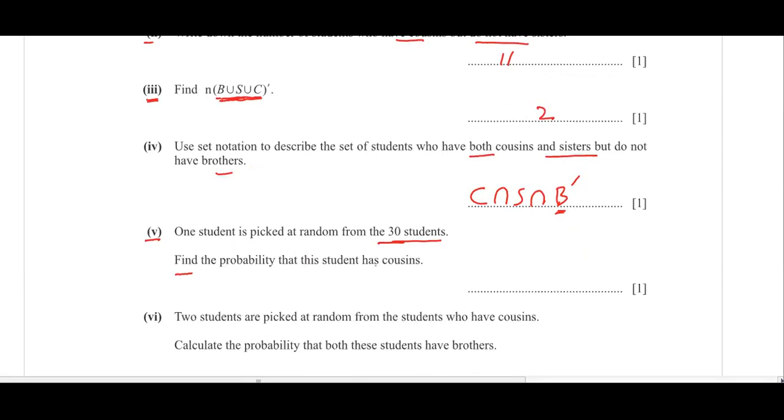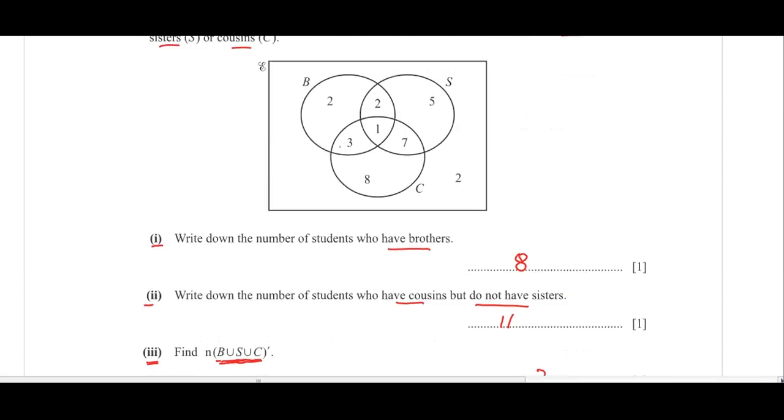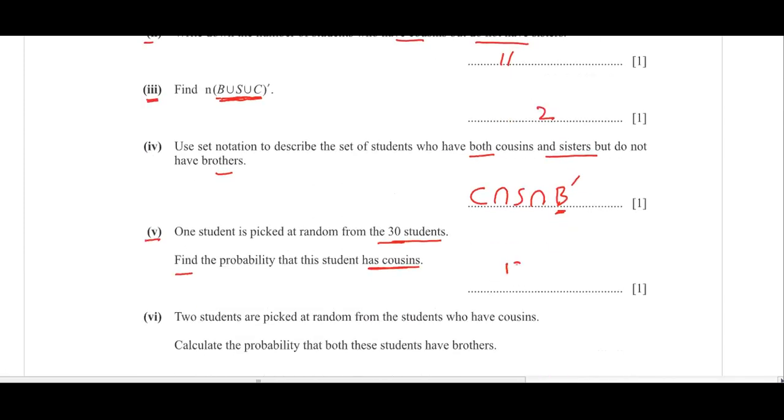Find the probability that this student has cousins. Now, how many students have cousins? It means how many cousins are included, because you are taking from a total of 30. So how many cousins are there: 3 plus 1, 4 plus 8, 12 plus 7, 19. So the cousin probability is 19 out of 30, as the question says students are chosen from the total 30. 19 are cousins out of a total of 30, so the probability will be 19 over 30.